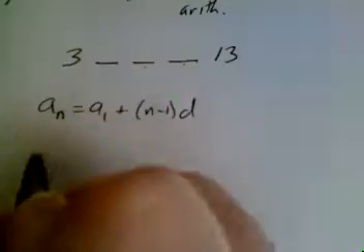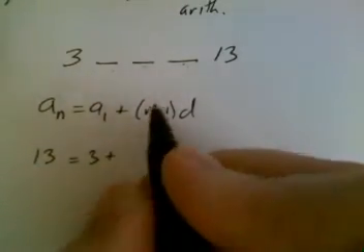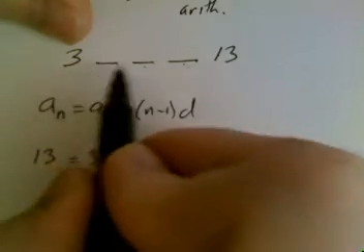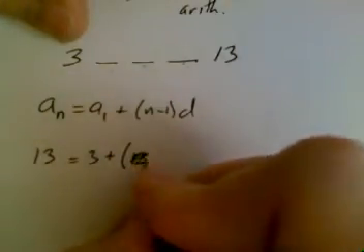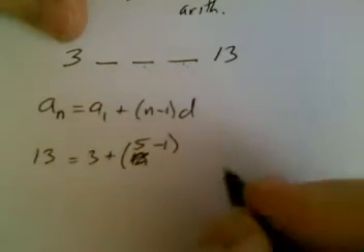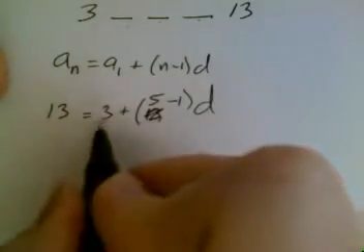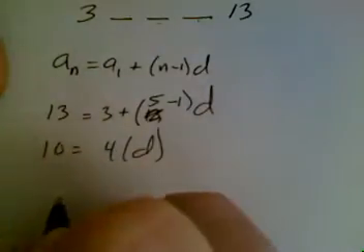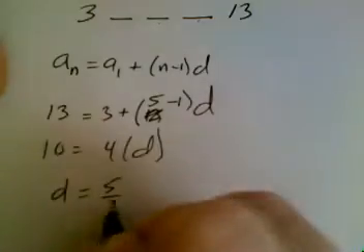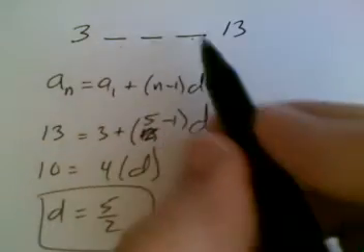A sub n is 13. A1 is 3. Wait, what's n? Notice this would be my first term, second, third, fourth, and the 5th term. So this is the 5th term minus 1 times d. Now I can solve for d. I subtract the 3 from both sides and I get 10 is equal to 4 times d. I divide both sides by 4 and get d is equal to 5 halves. That's the number that I'm supposed to be adding every single time.